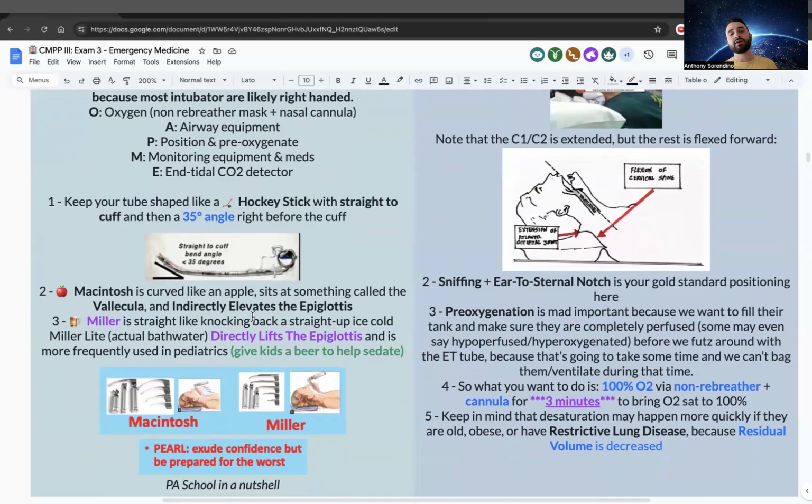Macintosh, I think of like a Macintosh apple is curved, like a round apple, and this is going to be the one that indirectly elevates the epiglottis. Miller, I think of like taking a Miller Lite, just drinking it straight. So that's going to be the straight one. So straight, it's more direct. It's going to directly lift the epiglottis.